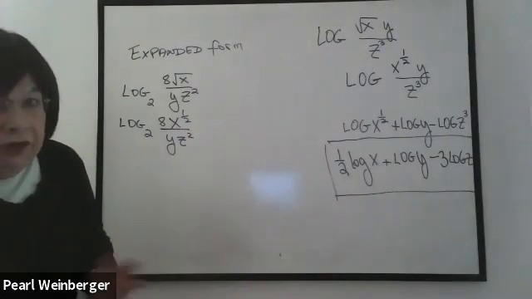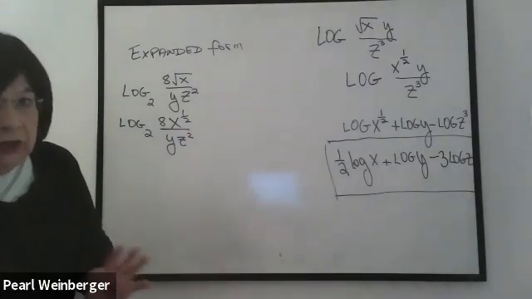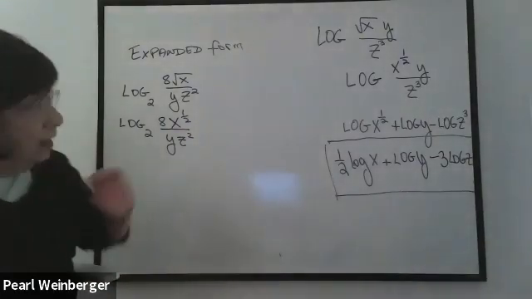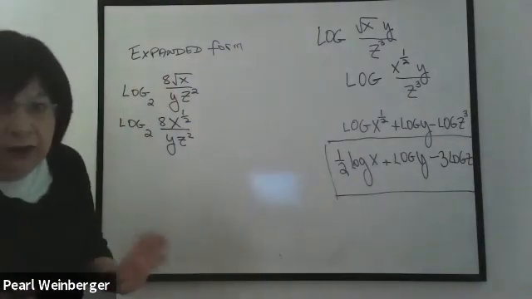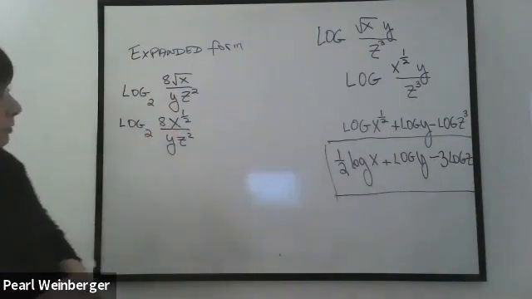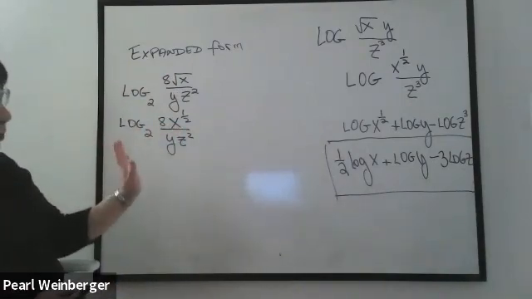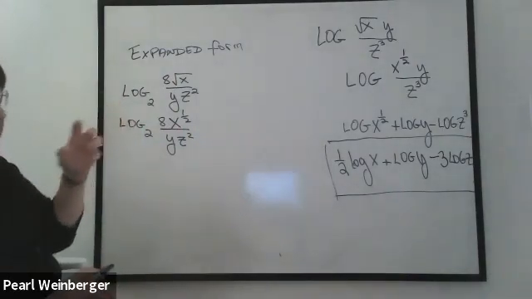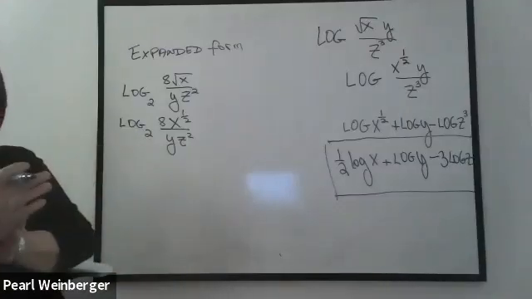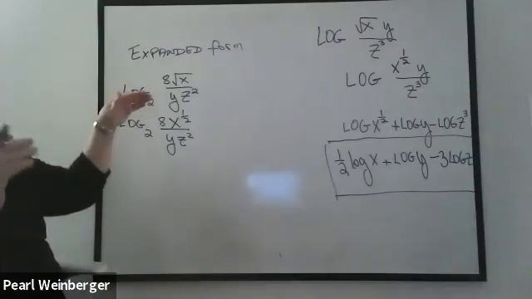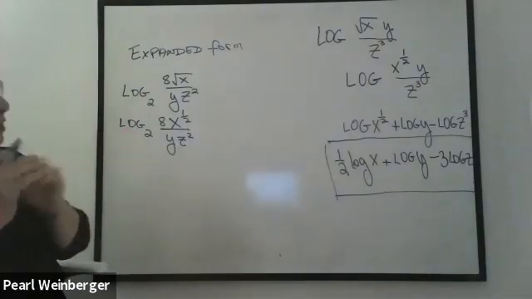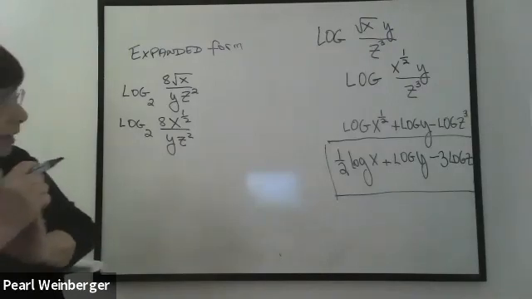I never work with radicals in log equations or in anything that has to do with logs. If I see a radical, I right away write it in exponential form as a fractional exponent. And now I remember my step 1 is to look for anything that involves either multiplication or division, noting that anything in the numerator that's being multiplied is going to be added. Anything that's divided is going to be subtracted.